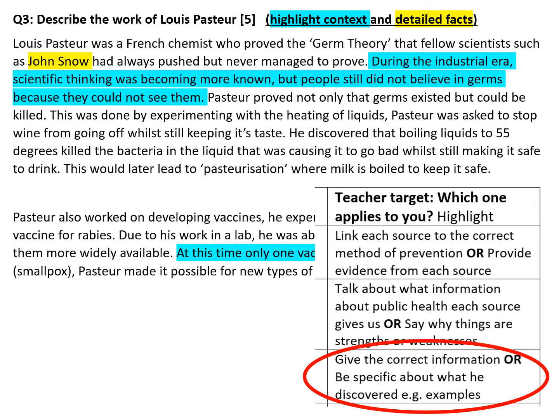So be specific about what he discovered, like give specific examples. So when I said proved pasteurisation, I used the examples of wine and milk. When I said vaccines, I used the example of rabies, and that smallpox came before. So are you being specific enough? Highlight which target applies to you.